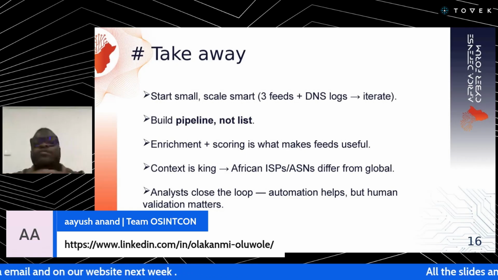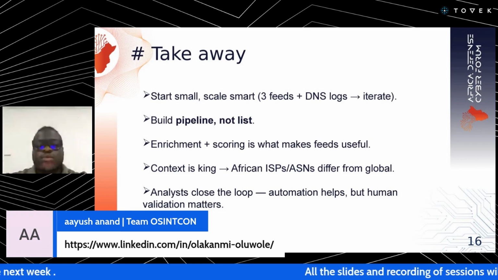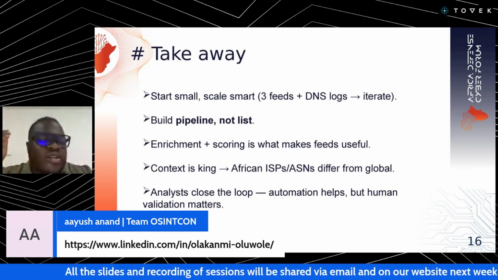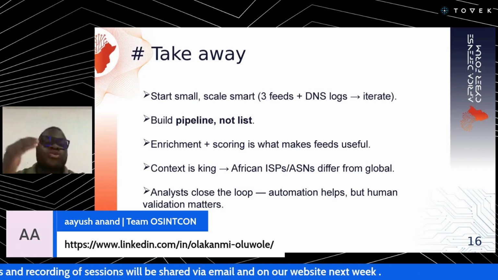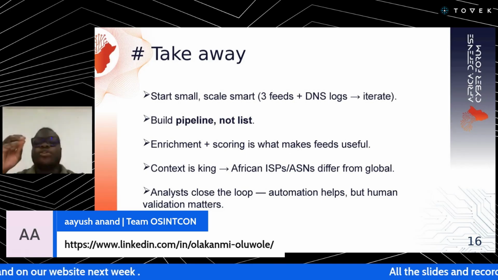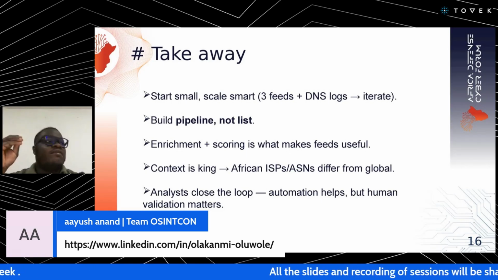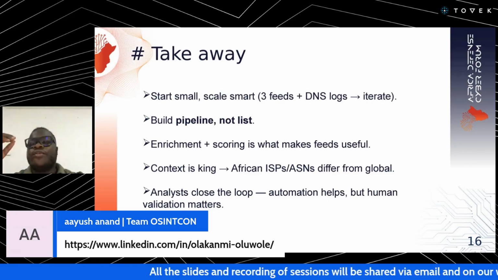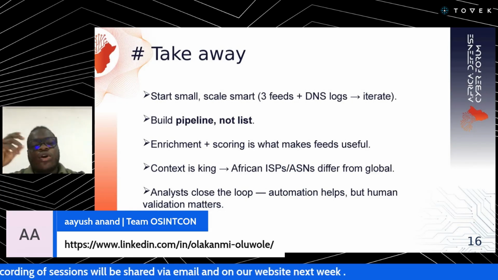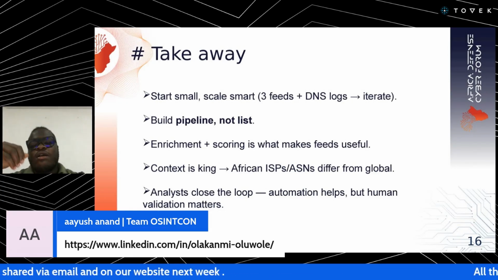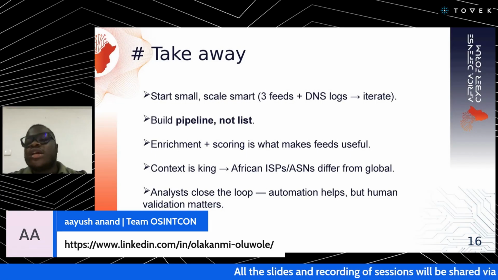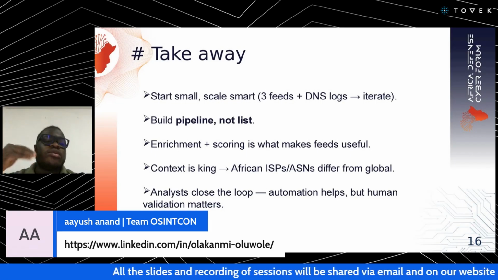And build a pipeline, not a list, just like we said earlier. Threat intelligence feeds in the past used to be lists of IP addresses, but these days, the way to go is to build a pipeline and make sure you are able to enrich your feed properly, right? Whatever infrastructure you see, make sure you're able to enrich it, get as much data from different sources about this particular infrastructure. Context is king, of course, right? ISPs and ASNs and also infrastructure maturity differ across different regions. So this is also something you need to take note of.